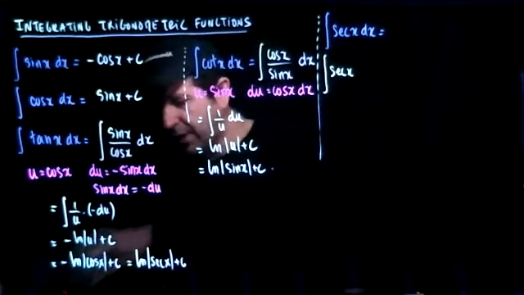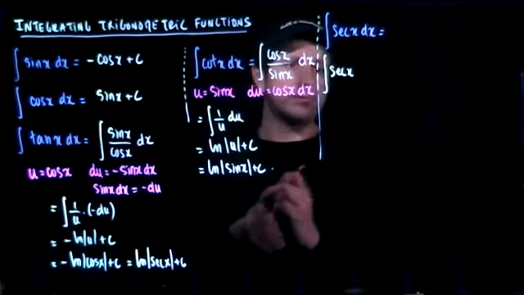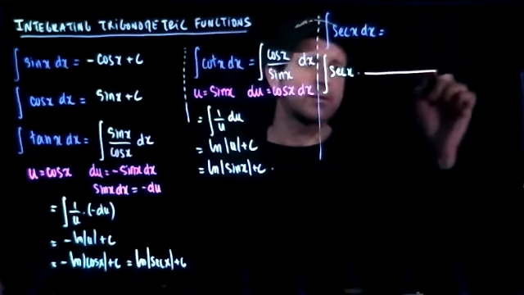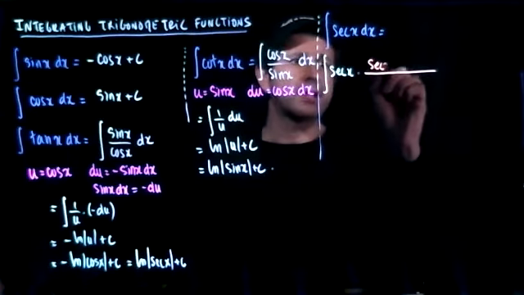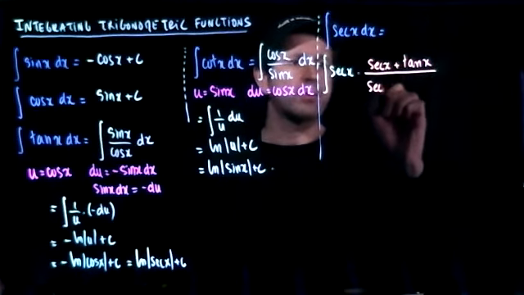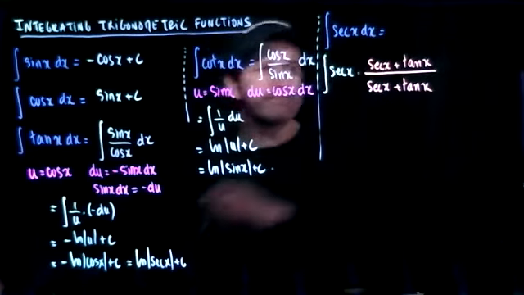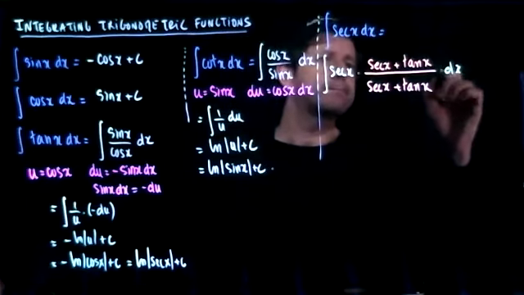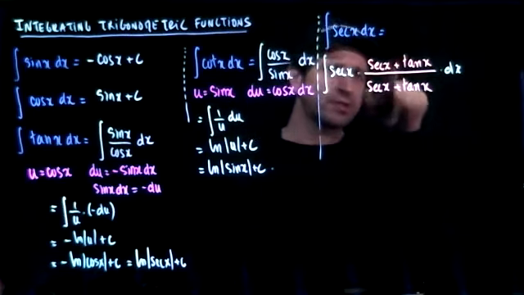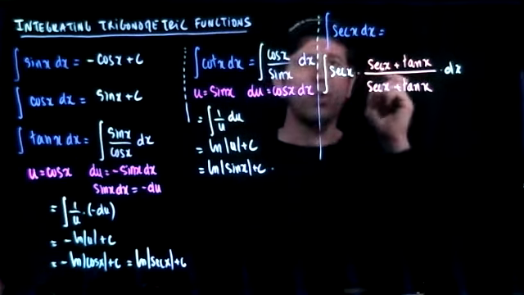We're going to multiply the top and the bottom by something. So we'll multiply this by secant x plus tangent x, top and bottom. Secant x plus tangent x. So I did not change anything. Still I'm multiplying by 1, so it doesn't change anything. But why do I do this?